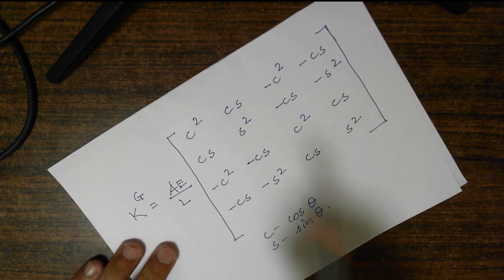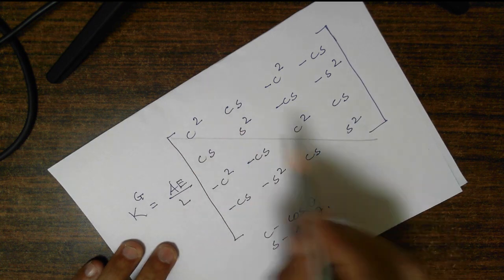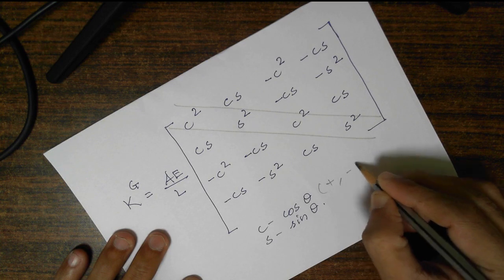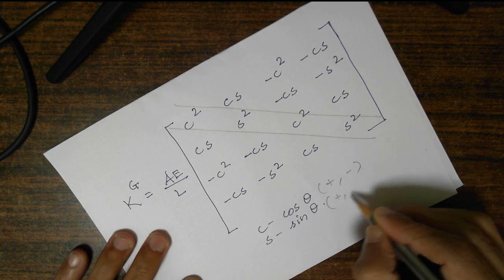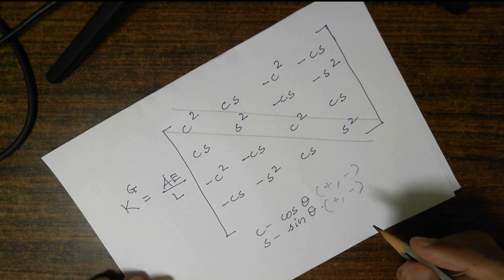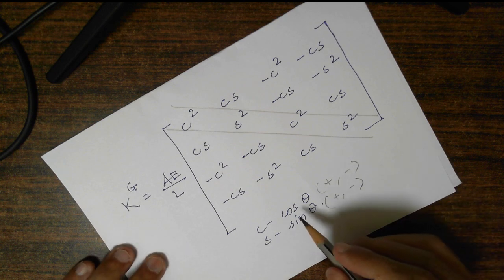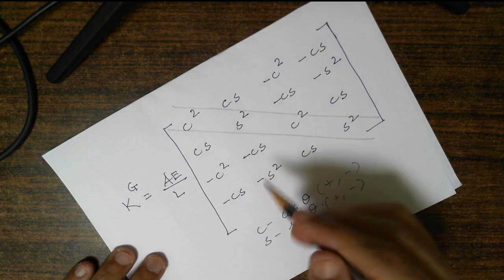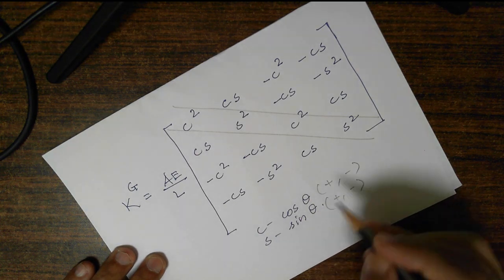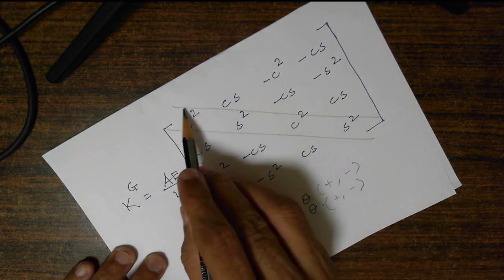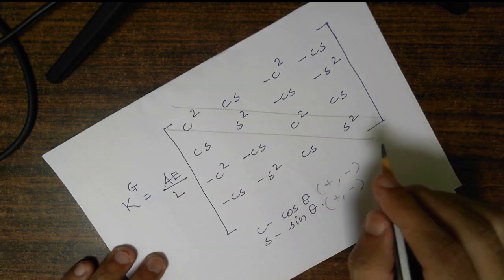Yes, all the diagonal elements will always be positive. My friends, cos theta can be positive or negative. Even sin theta can be positive or negative depending on which quadrant the member is lying in. But cos theta may be positive or negative, but cos square theta will always be positive. Sin theta may be positive or negative, but sin square theta will always be positive. So diagonal elements of this truss member are always positive.